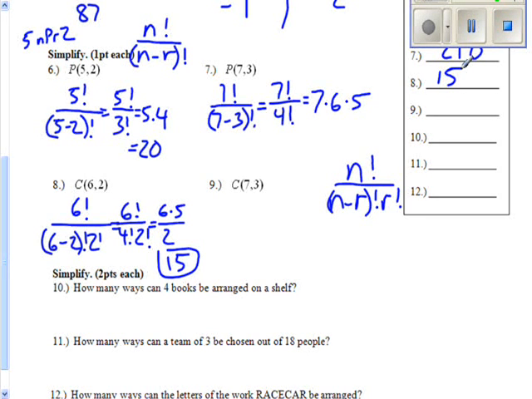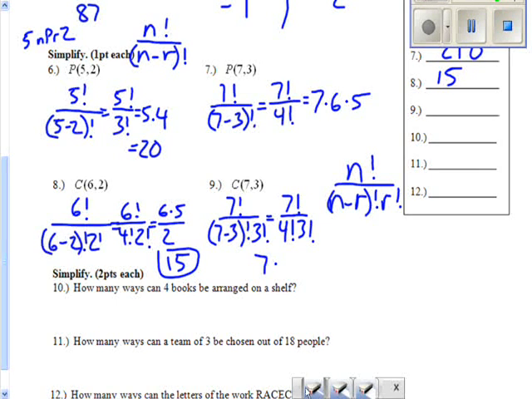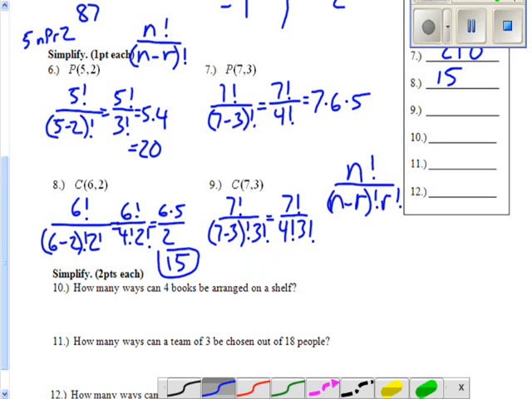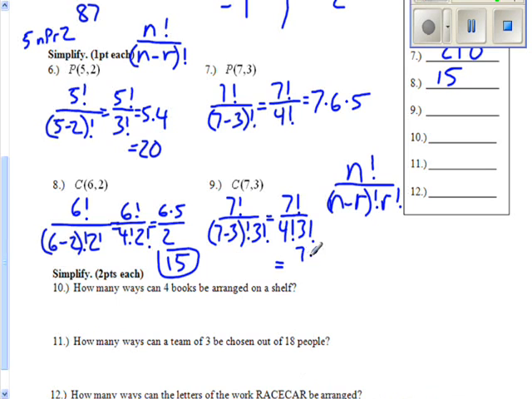Next one is very similar. Again, 7 factorial over 7 minus 3 factorial, 3 factorial. So it's 7 factorial over 4 factorial, 3 factorial. We can reduce it so it becomes 7 times 6 times 5 over 3 factorial, which is 3 times 2 times 1, which is 6. I can cancel those out. That's a 35.